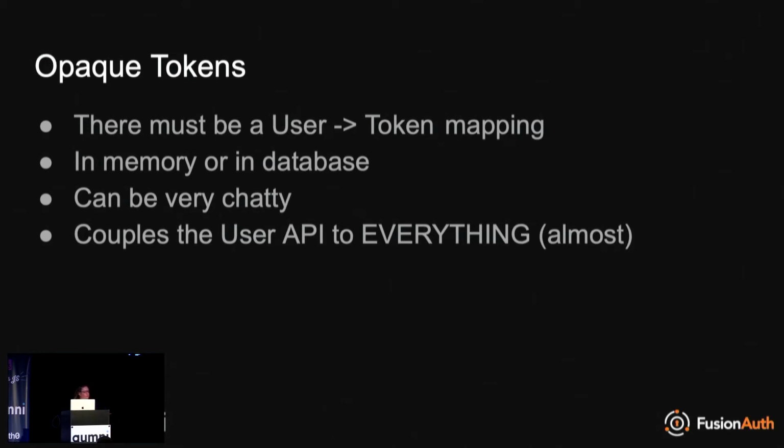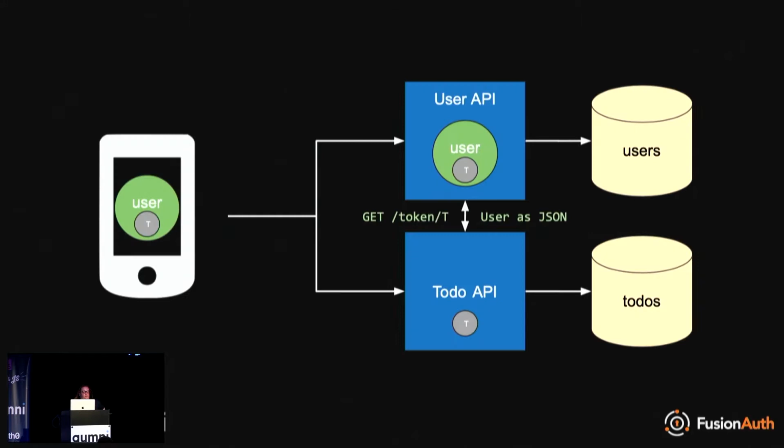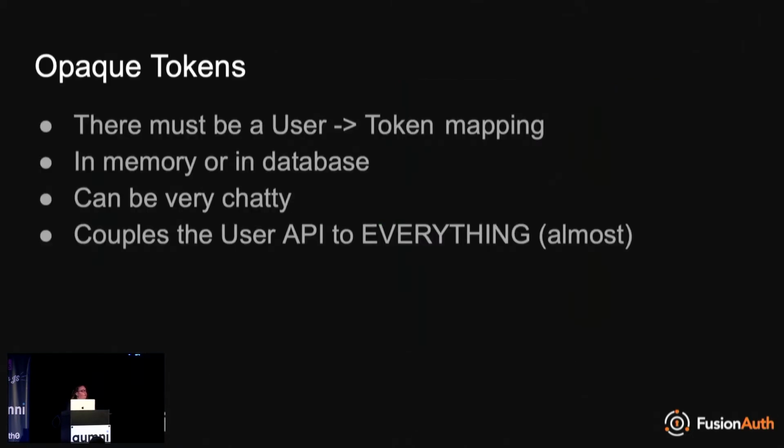The process itself can be very chatty. As you can also see here, everything is coupled to the user API. So if this user API falls down, that's it, your app's done, right? Or maybe you have many, many different APIs that need to go back to this user API over and over and over again, and that's going to take up a lot of time. So it's a little chatty, it's coupled, and we don't want to have to go back to the user API every single time we want to authenticate a user.